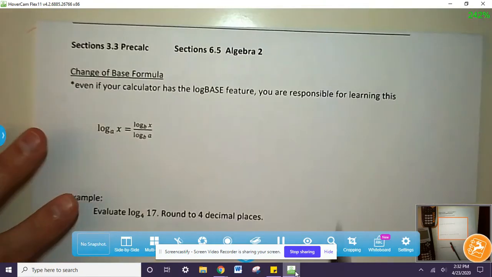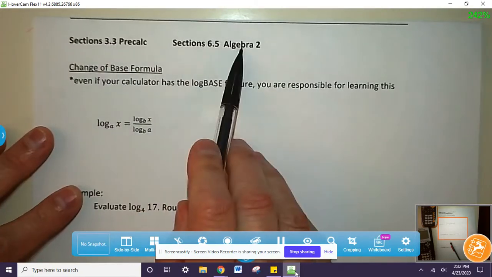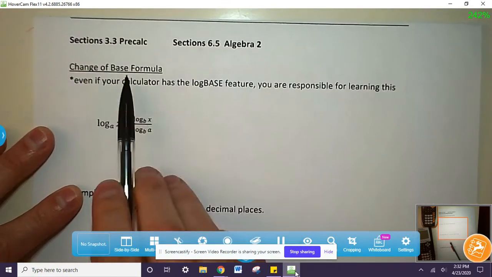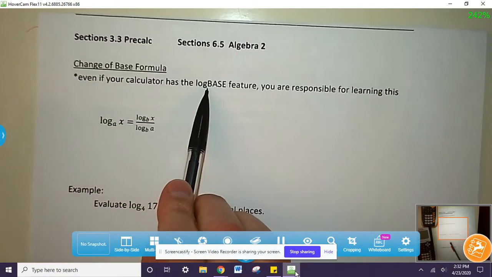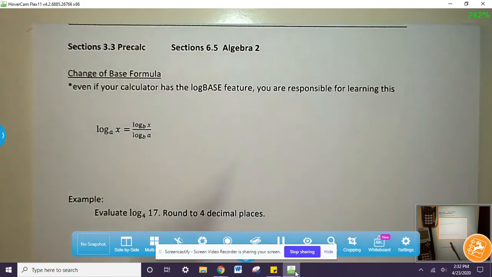And in your textbooks, here's the section if you're pre-calc, here's the section if you're algebra 2. And this is called the change of base formula. Even if your calculator has the fancy log base feature, you have to learn this. It's part of our curriculum, so everyone has to learn it. And here's how the formula works.